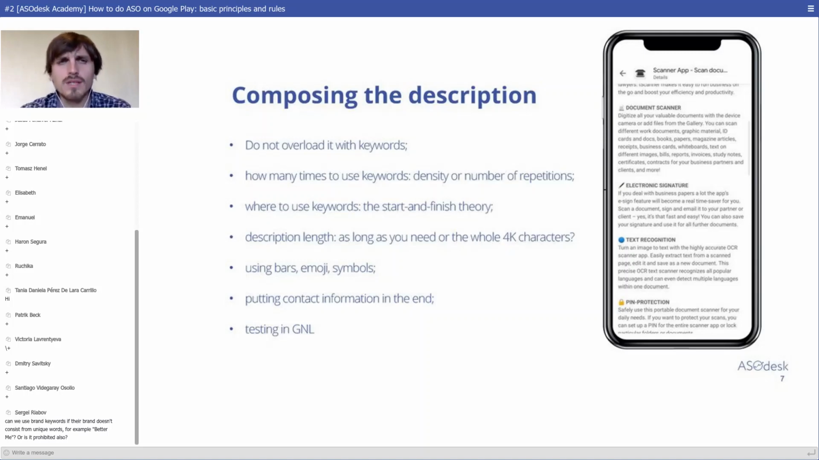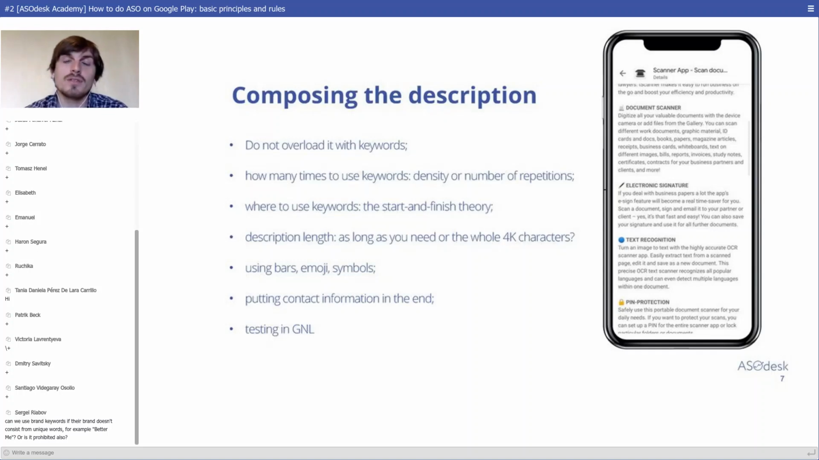Another important thing about the full description on Google Play is where to use keywords, the start and finish theory. This is definitely working. We'll be talking on Friday about the Google Natural Language tool, which helps us to understand how Google attributes our full description to a category. So that's definitely working, and I will show you examples. The keywords which are used at the beginning and at the very end of the full description have a heavier weight for Google Play.